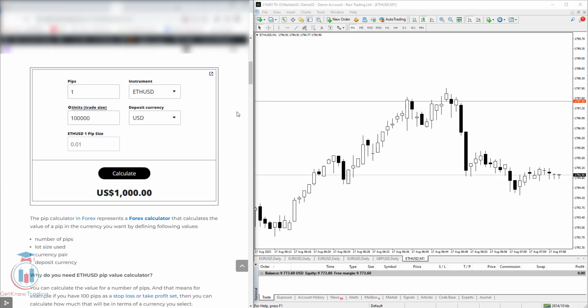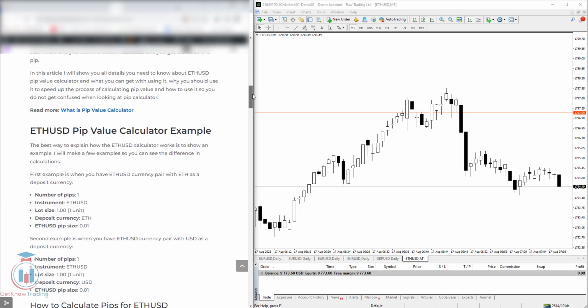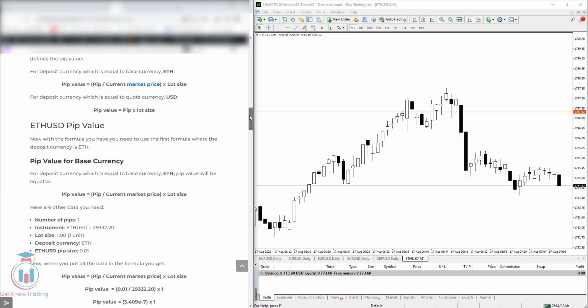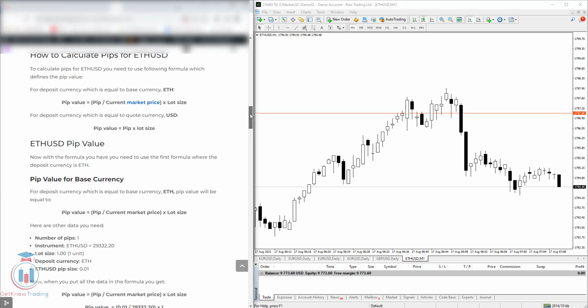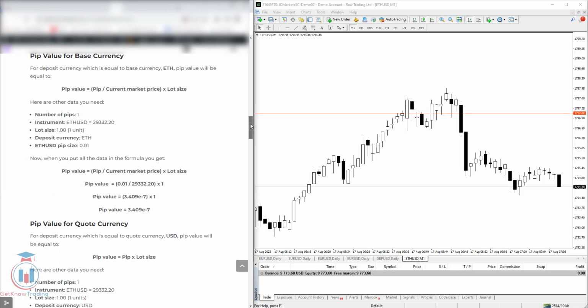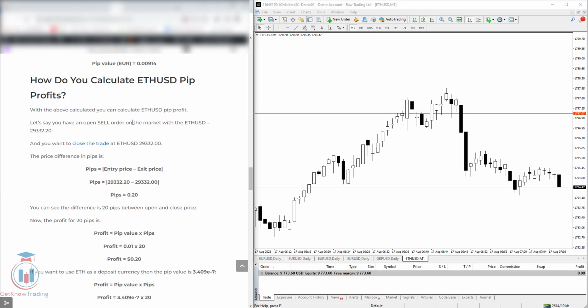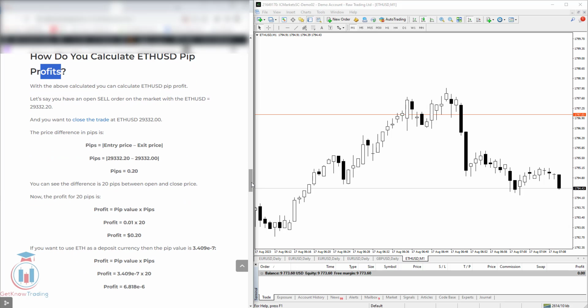In this video lesson, I will show you what is a pip value calculator for the Ethereum against US dollar. A link for this pip value calculator will be below in the description, where you will see a pip value calculator and also an article that explains how these calculations are made and also how to use the formula for the base currency, for the quote currency, or for any other currency that is as a deposit currency. You will also have an example how to calculate a pip profits for the Ethereum against the US dollar when you have a price difference.